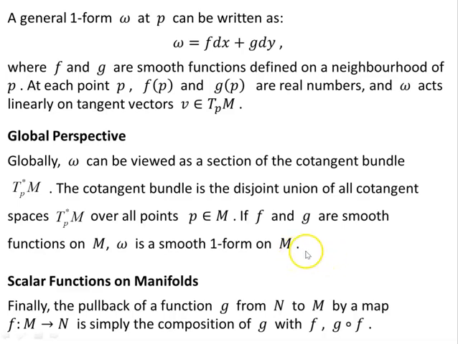Okay, now I'm finished with that, and I just want to talk about the pullback of scalar functions on manifolds. And a scalar function you can just think of as a zero-form. I have covered it elsewhere in this playlist, I just can't remember offhand where, so I'm just going to run through it again. Finally, the pullback of a function g from N to R by a map f from M to N is simply a composition of g with f, g composed with f. I'm going to give you a diagram to explain all that.